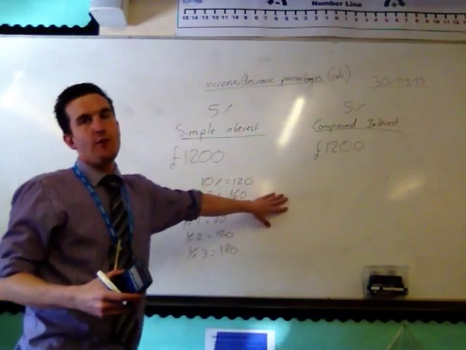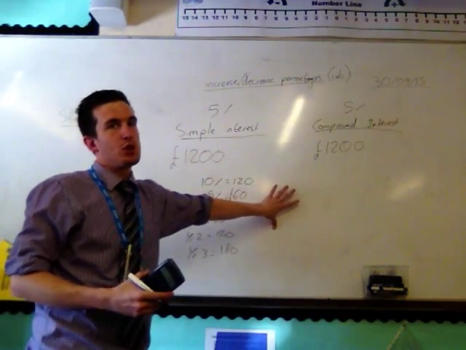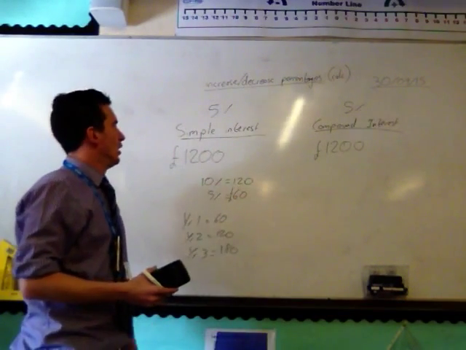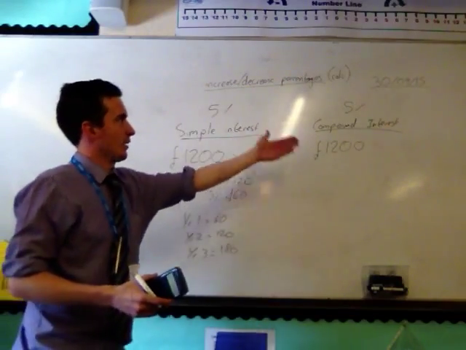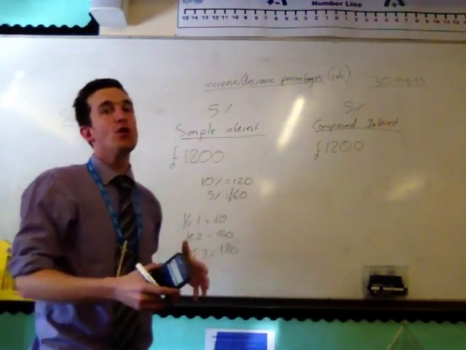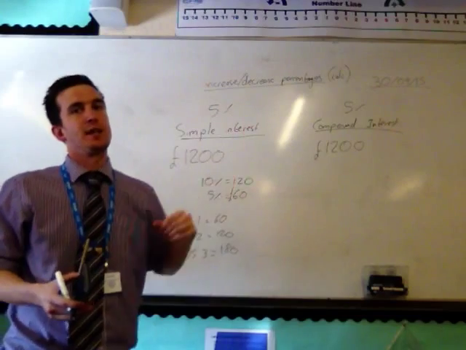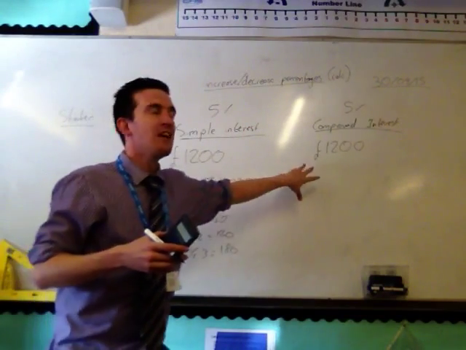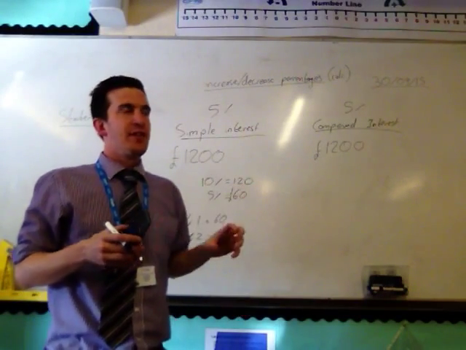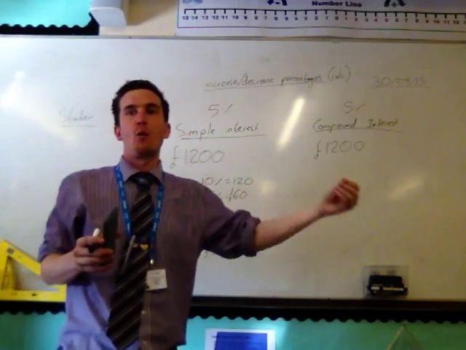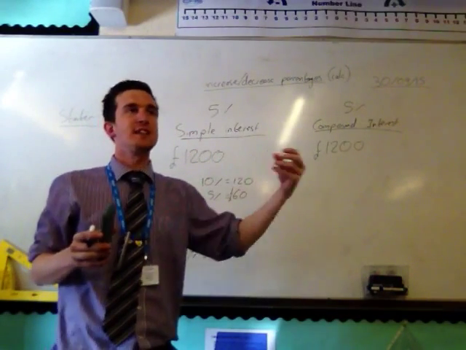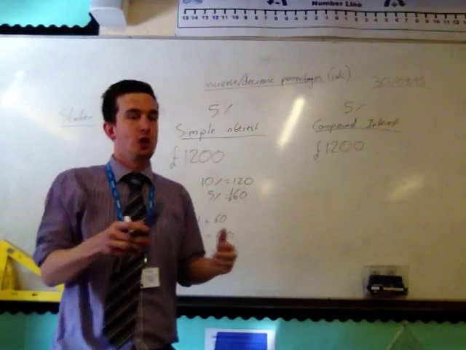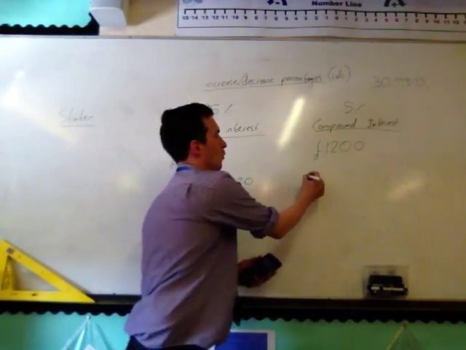It's much different for compound interest. Year one's going to be the same because you're finding 5% and adding it on. But the difference with compound interest is they take into account what you've now built up. So you've added 5%, you've got a new amount. I'm going to use my calculator.